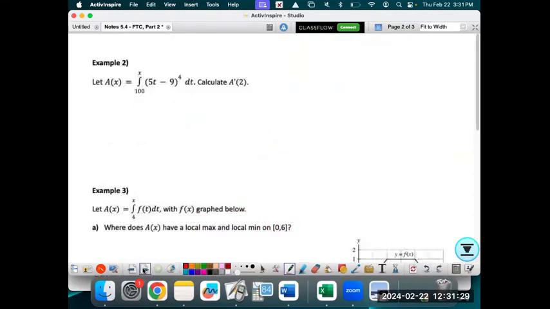All right, so let's go ahead and do example 2. It says let A of x equal that area function. Go ahead and calculate A prime of 2. Remember, whenever we are calculating the derivative, we want to do the general derivative first. So figure out what A prime of x is for me first and foremost. You don't need to write this next part, but I'm going to. You could just write the final result if you know that right off the top of your head.